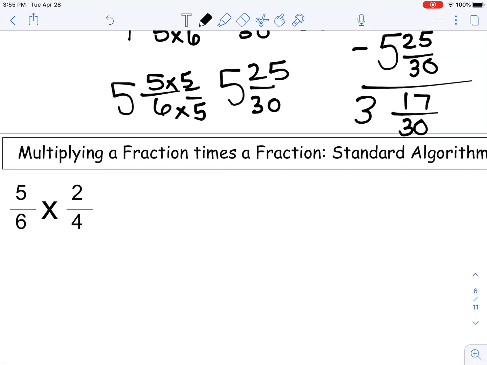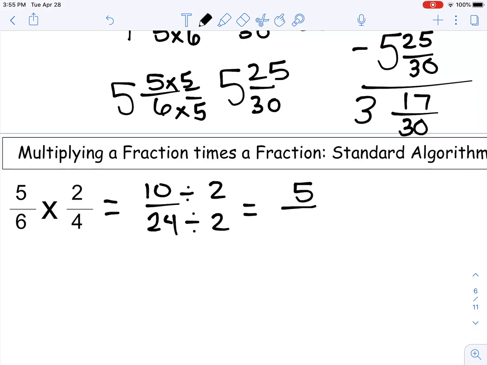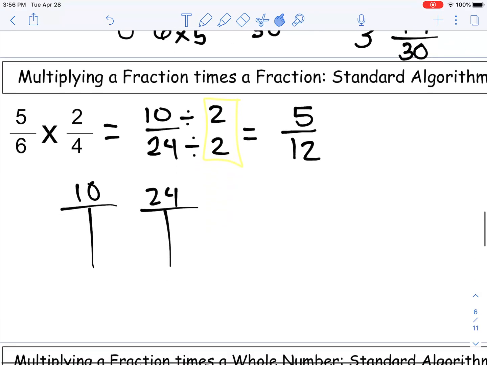Alright, multiplying fraction times fraction. Remember, top times top. 5 times 2 is 10. Bottom times bottom. 6 times 4, 24. Then we have to simplify. GCF of 2. So I get 5/12. Again, if you're not knowing your GCFs, real simple, whip up those T-charts, okay? That's a strategy to figure out GCF.